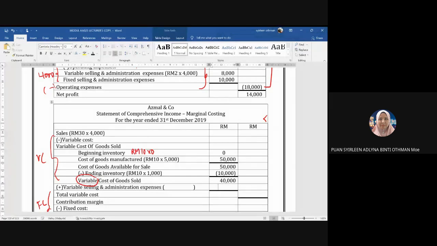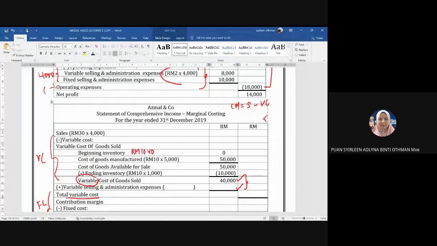Lepas you dah dapat variable cost di kilang, kita kena cari variable cost di selling and admin so that you get the total for your variable cost. Sebab nak dapat contribution margin, kita kena ambil sales minus variable cost. Total. Okay. So my variable selling and admin is actually yang ni tau.